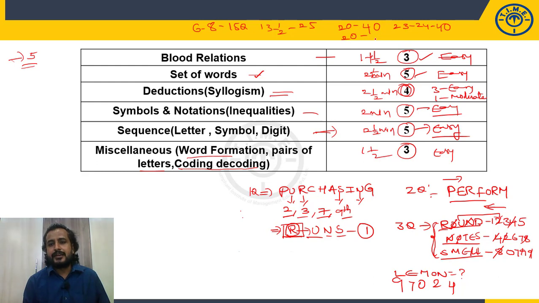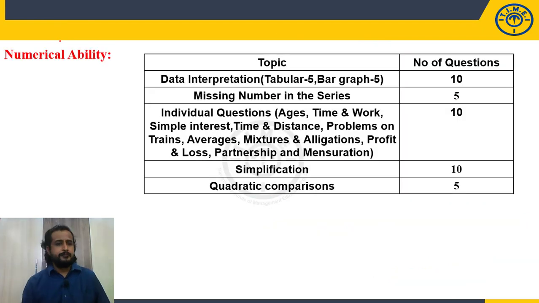So the good score that can be expected is 34 to 38 or 33 to 37, good attempts. But if your speed is good, you can answer all 40 questions also. So the overall level of difficulty of the reasoning section is easy. Fine. Now let's discuss the analysis of numerical ability.